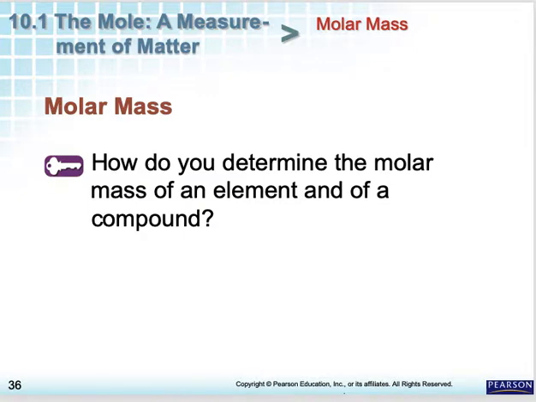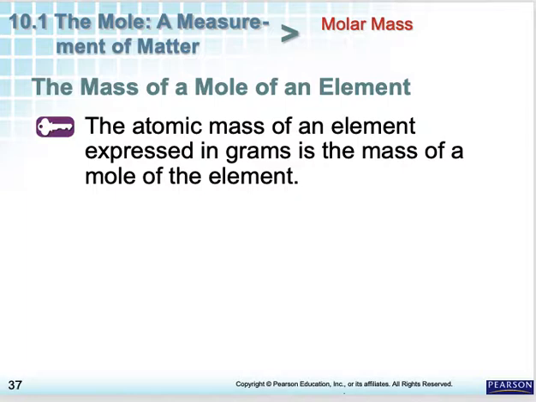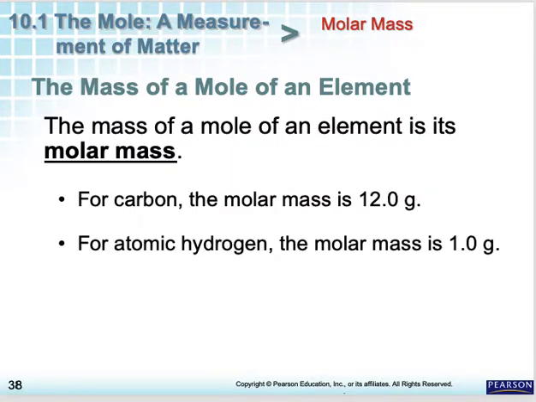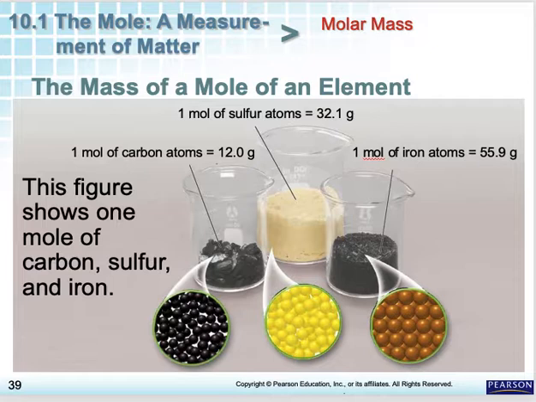How do you determine the molar mass of an element or a compound? So the atomic mass of an element is represented in grams, and it is the mass of a mole of that element. So if you look on the periodic table, for carbon you'll see it's listed as 12.01. You can use the periodic table on your desk. Hydrogen is 1.008, which is also the number I want you to use from the periodic table that I give you.